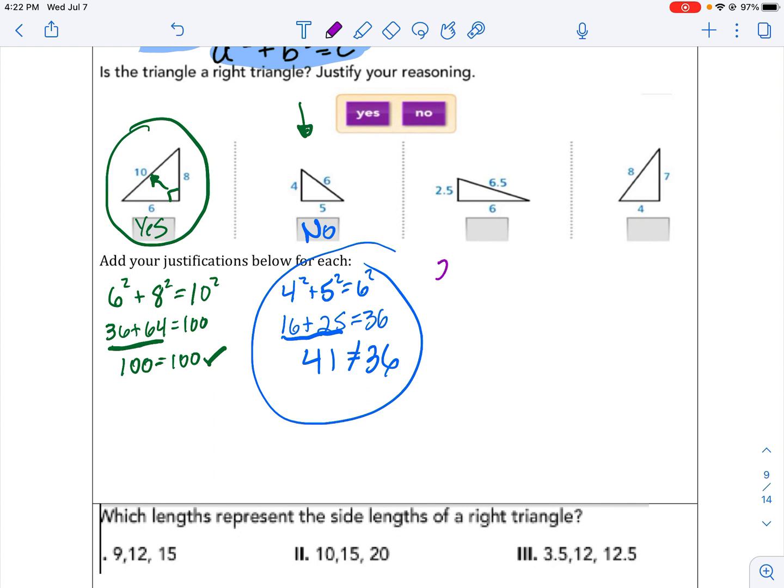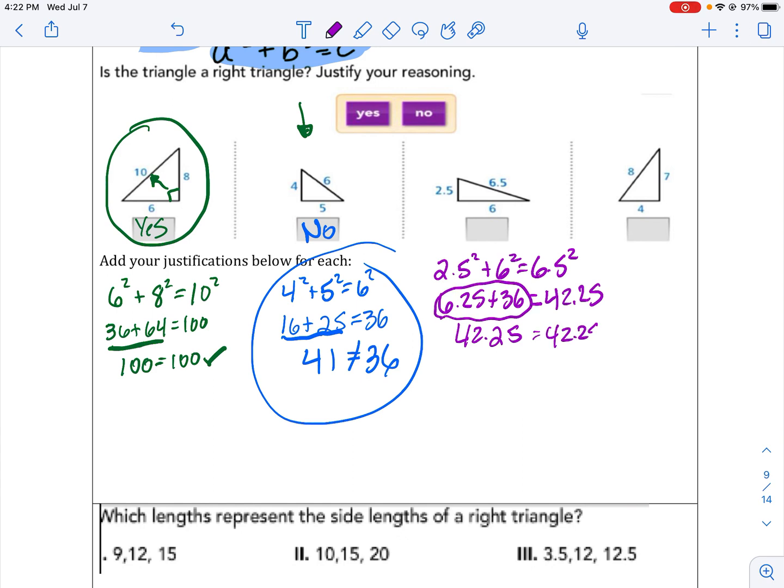So next, a squared plus b squared equals c squared. The most important number is your hypotenuse, your c squared. And I know that 6.5 is my hypotenuse because that's the largest of the three numbers. So I square this, get 6.25 plus 36, and let's get 6.5, square that. That is 42.25. And when I add my terms on the left, these two, I combine them, I get 42.25, which does in fact equal 42.25. So yes, that is a right triangle.